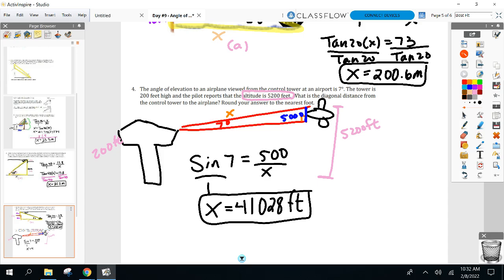I should have changed this one, Luke. I should have said how many miles. See if people were paying. How many miles away are they? I gotta convert. Questions? Anything?